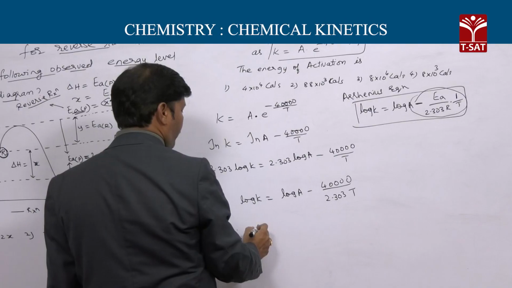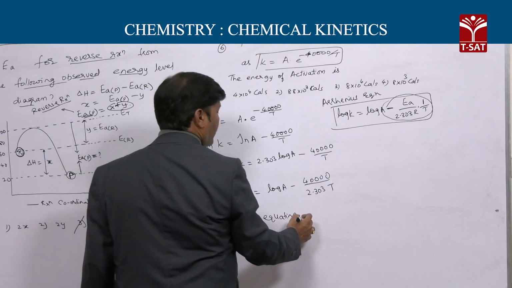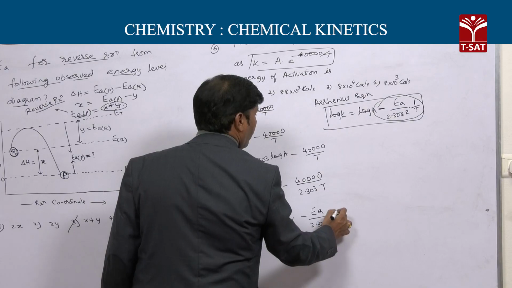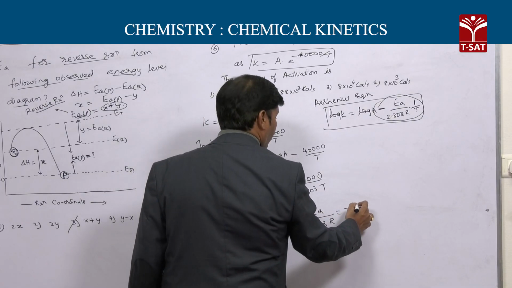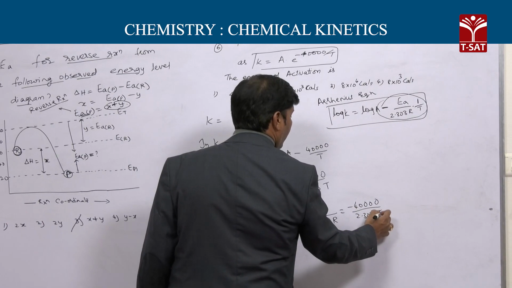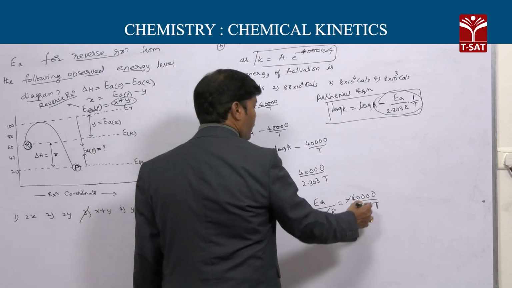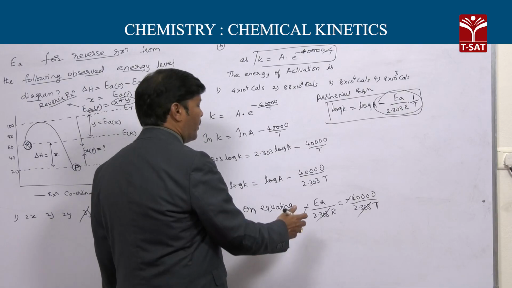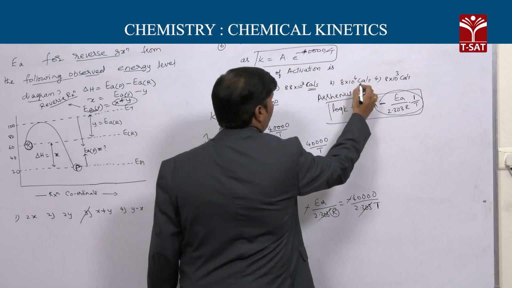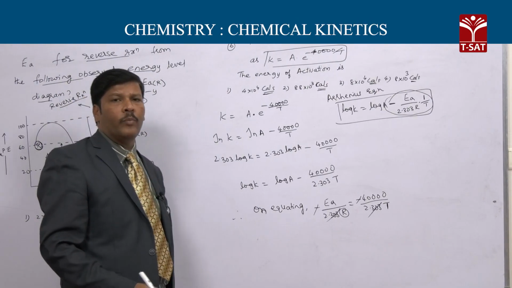On equating, minus Ea by 2.303 of R is equal to minus 40,000 divided by 2.303 of T, where T is the temperature. Minus of minus gets cancelled, and 2.303 also gets cancelled. But because the answer is given in calories, in each option he has given the answer in calories, we can take the universal gas constant value as calories per mole per degree.